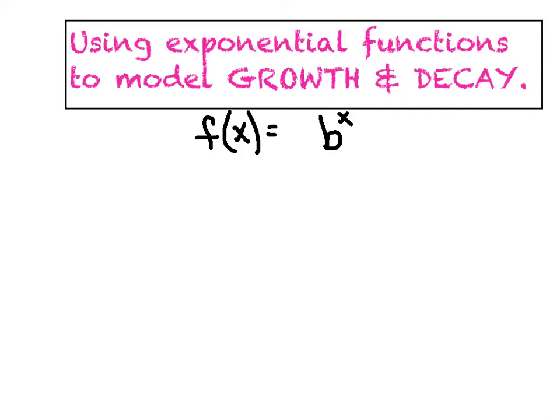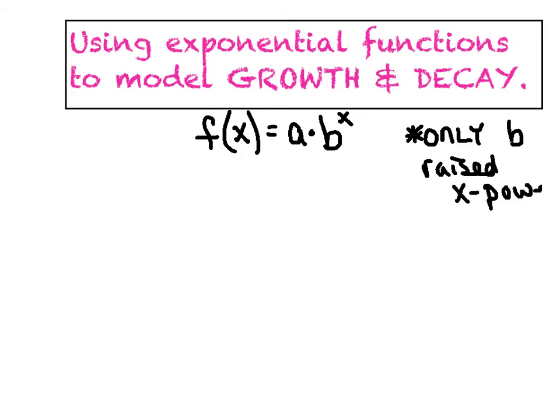Basically, the big difference is we're going to now add a coefficient in front of our b to the x term. It's very important here to realize, though, and this is a huge asterisk right here in our notebook, only the b is being raised to the x power. The a is not included in that exponent. That's going to be a huge difference maker today.